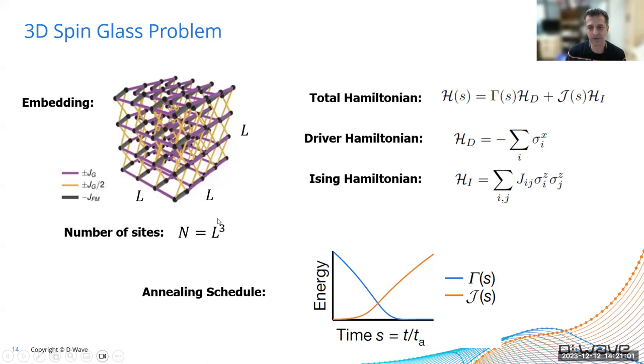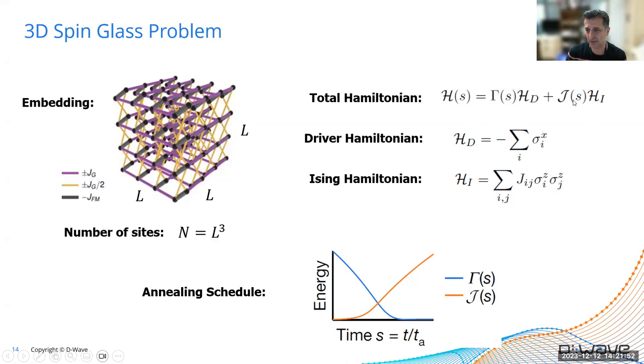The Hamiltonian of this system consists of two parts: a transverse field that I mentioned before, and a longitudinal term, which is basically the Ising Hamiltonian with random J_ij. The evolution is by changing the coefficients Gamma and J in the following way. This is restricted by the D-Wave processor. At the beginning of the evolution, at time zero, the transverse field is maximum and the longitudinal term is almost zero. At the end of the evolution it is the opposite. The transverse field is zero and the longitudinal term is maximum.